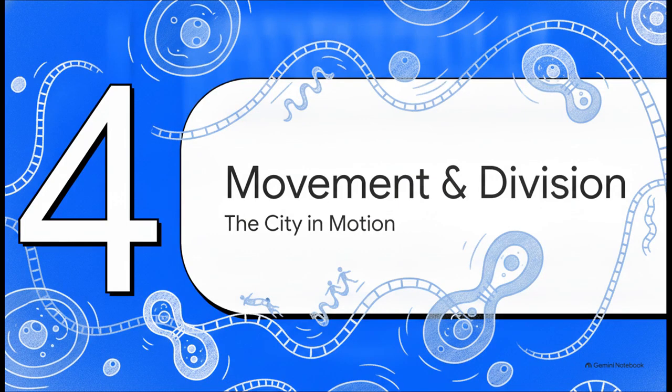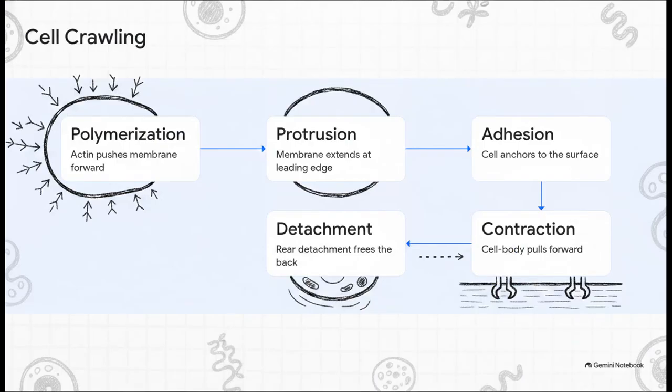Part 4. Cell movement and division. The city in motion. You know, many cells, like your immune cells hunting down an infection or fibroblasts healing a cut, or even just free-living amoebas, they actually move across surfaces using an amazing actin-based crawling process. And it happens in 5 distinct steps. First, rapid actin polymerization builds new filaments right at the front, physically pushing the membrane forward. This creates a protrusion right at the leading edge.